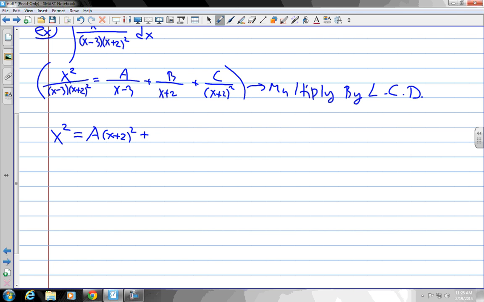What about the middle one? Right. So one of the x plus 2's cancel. You'll be left with x minus 3 times x plus 2 times b. So b(x minus 3)(x plus 2). Yeah, and then c times what? x minus 3.